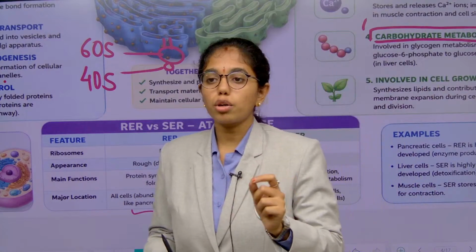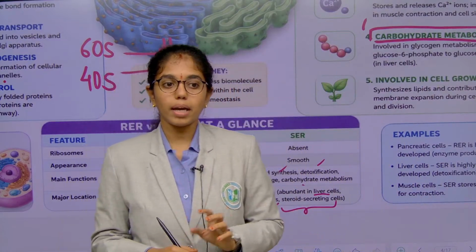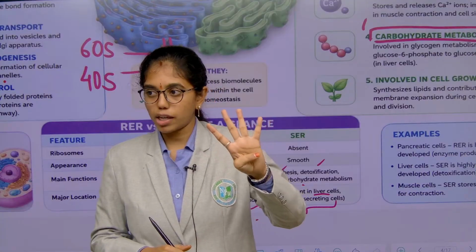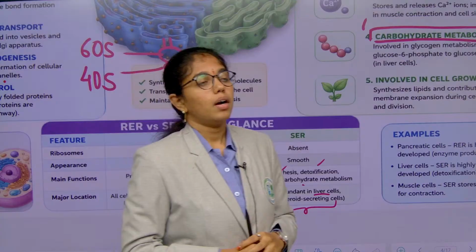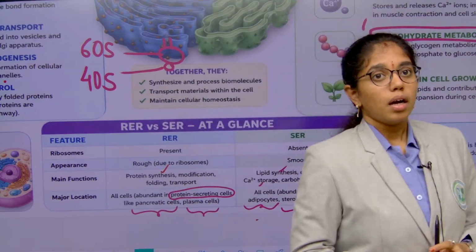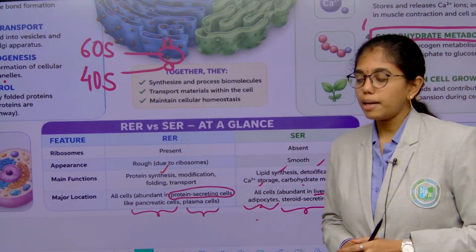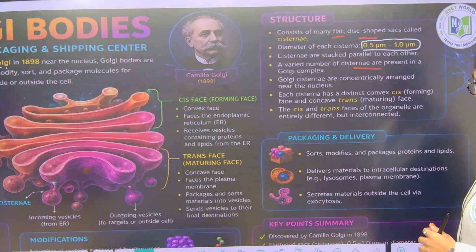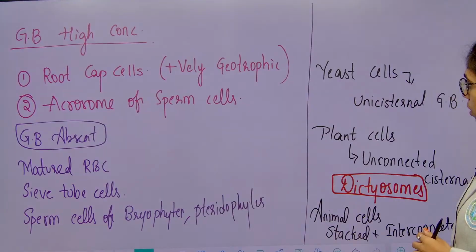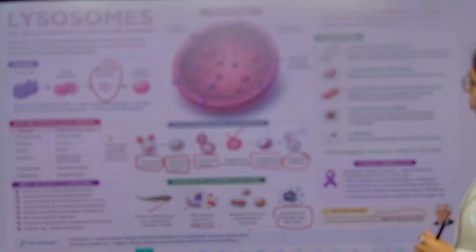Autophagosome or autophagolysosome. Okay, this is one more type. 4 types of lysosomes you have to remember. Okay, and then autolysis, that is activated during what process in amphibians? Metamorphosis. Okay, so done with lysosome, no?